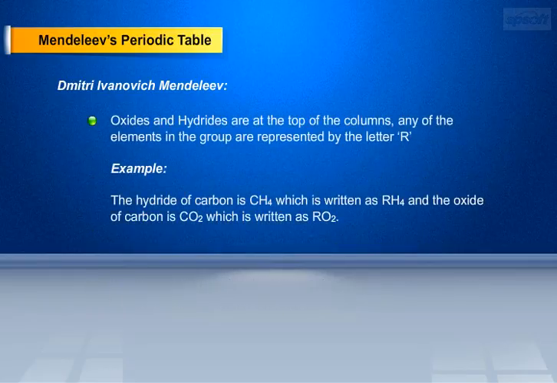Oxides and hydrides are at the top of the columns. Any of the elements in the group are represented by the letter R. An example for the representation of oxides and hydrides is, the hydride of carbon is CH4, which is written as RH4, and the oxide of carbon is CO2, which is written as RO2.